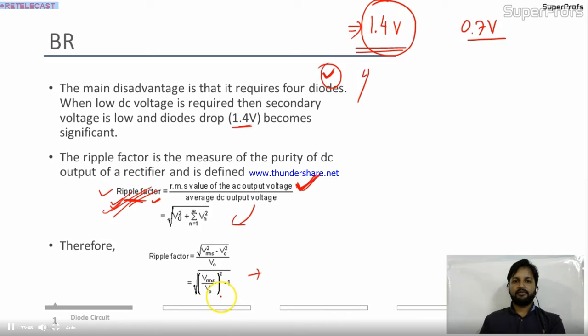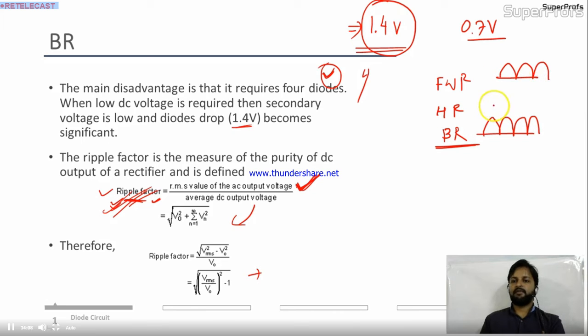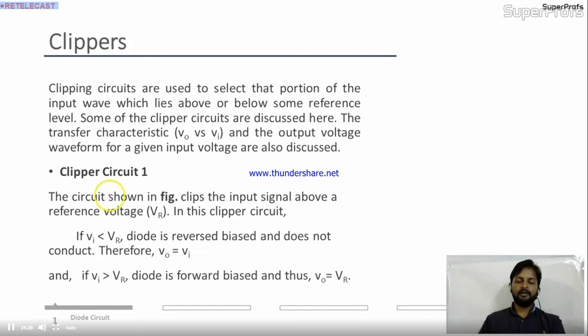So for rectification, we have seen three things: half wave rectification, full wave rectification, and the bridge rectifier. In the bridge rectifier, we got the wave at the output like this. For the full wave also we get a similar one, but for the half wave we got it like this. For full wave and half wave we calculated V average, and for the bridge rectifier we calculated the ripple factor. Is it okay? Now come to the next one, and that is the clipper circuit.